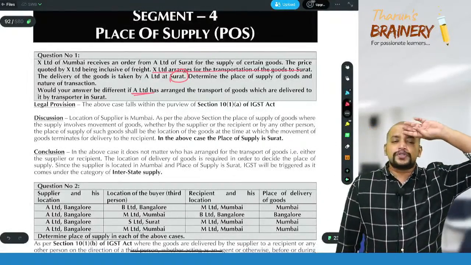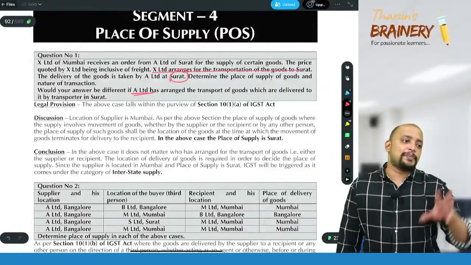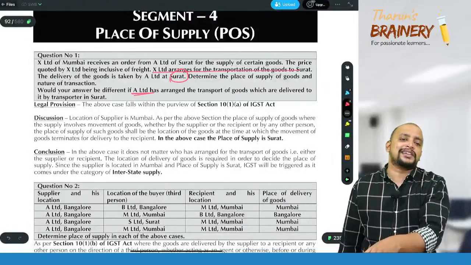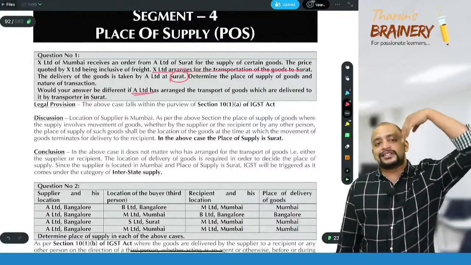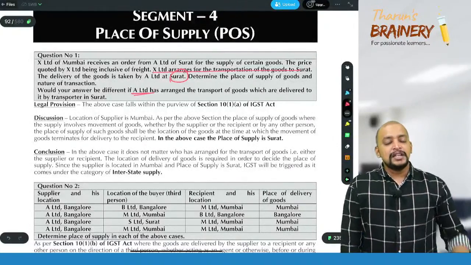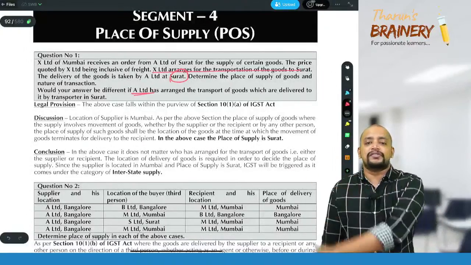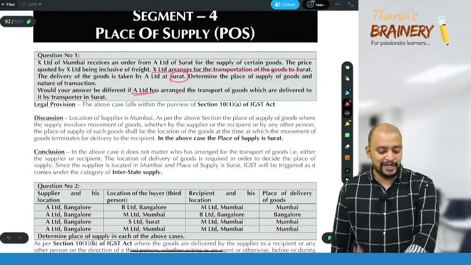I told you, whomsoever arranges the transportation, let supplier arrange the transportation or recipient arrange transportation, or the transportation is done by third party, whatever it may be. Supply involves movement of goods, ending point will be taken as the place of supply, so Surat will be taken as the place of supply.